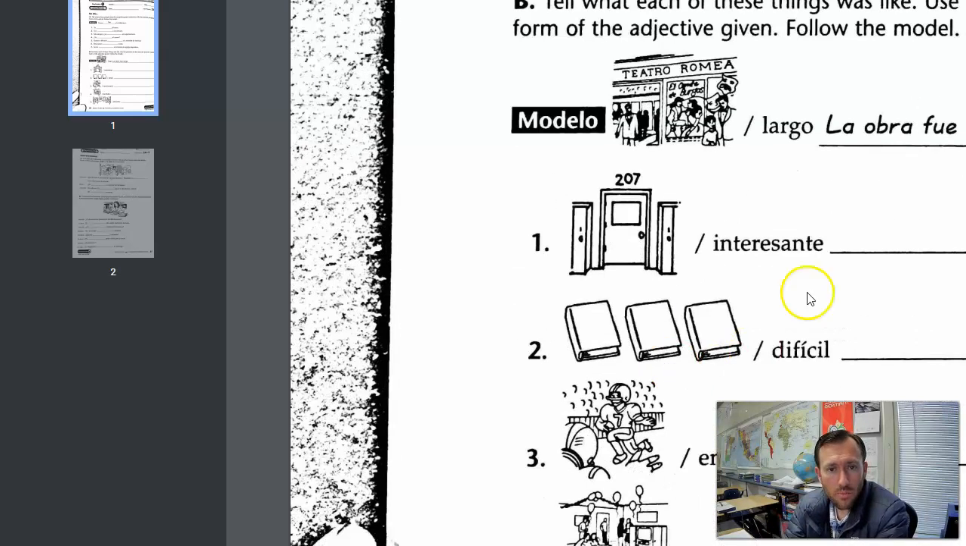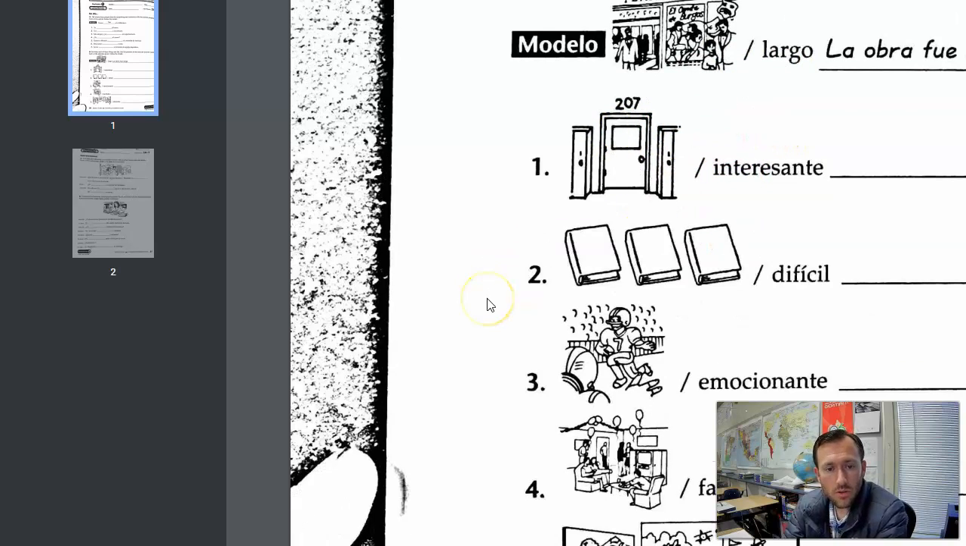For part B, you're putting together a full complete sentence given the picture provided to describe what these things were like in the past. For example, la obra fue larga. Make sure that your adjective agrees in both gender and number with the noun that you're describing. Let's take a look at what those nouns are.